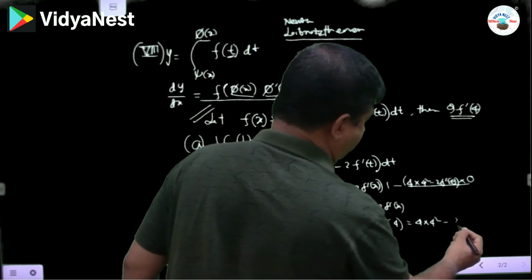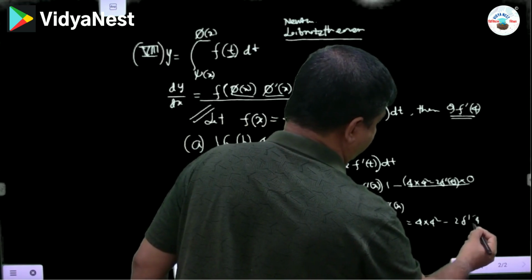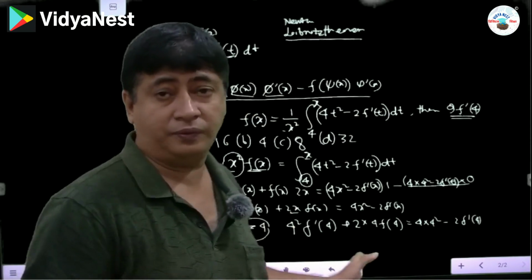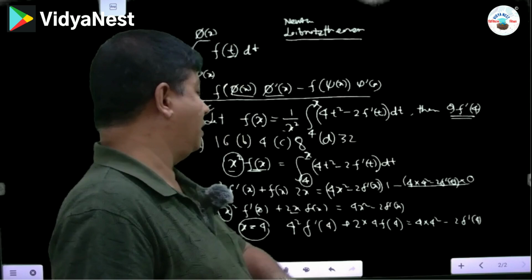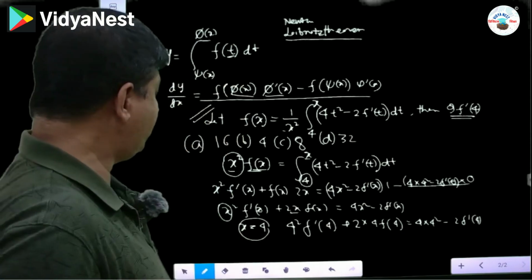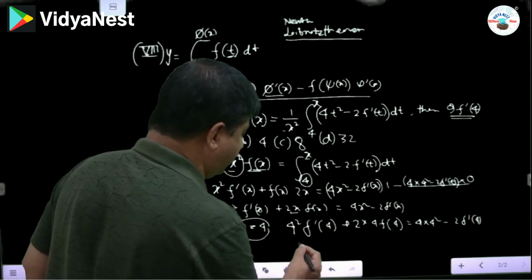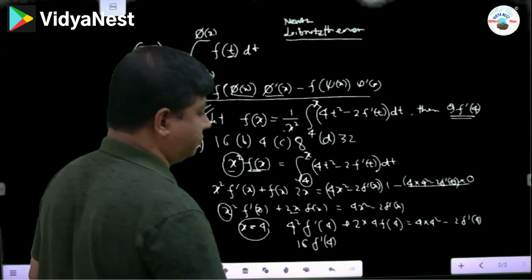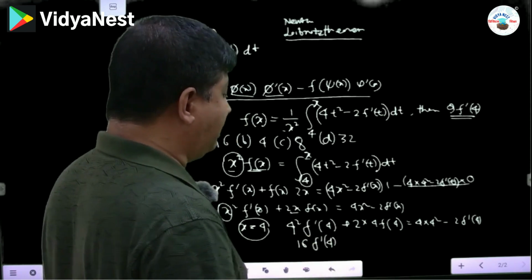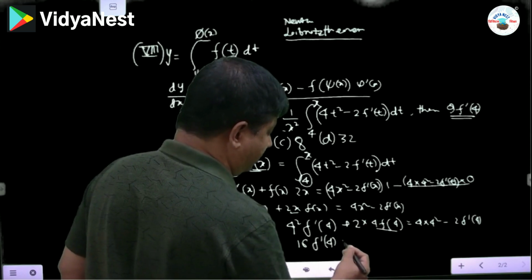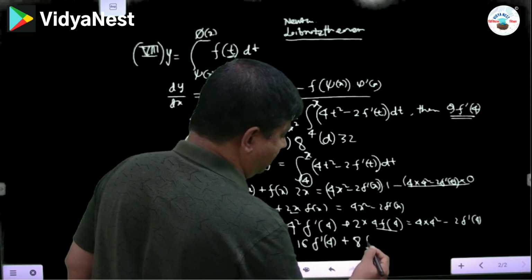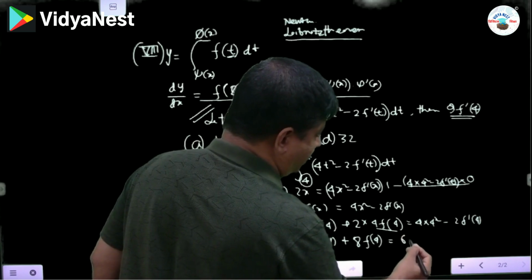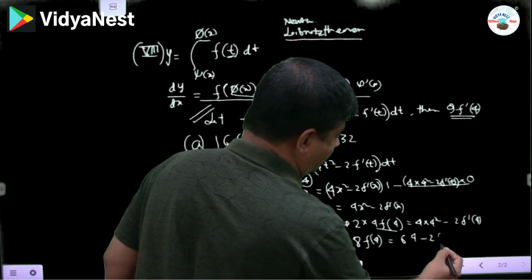Minus twice f dash 4. So x is replaced by 4 according to the requirement. So here you will get 16 f dash 4. I don't know what is f4. 8 f4. 16 into 4, 64 minus 2 f dash 4.